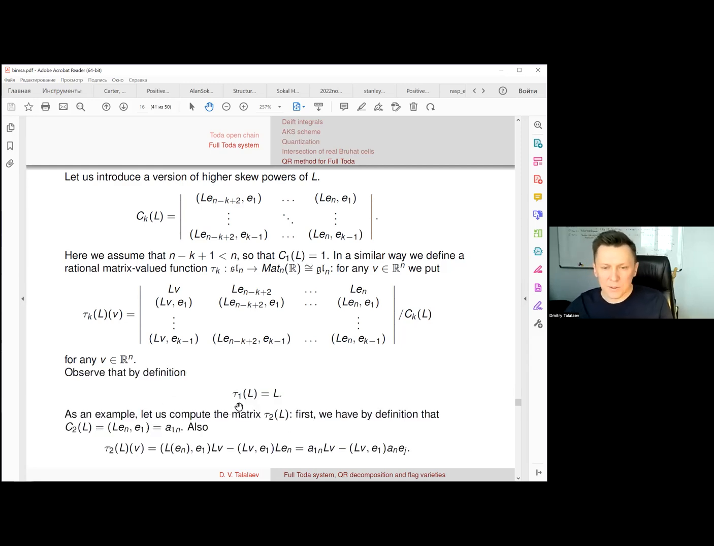First, remark that the first matrix valued operation from this list is just the Lax operator, and here is an example for the second term in this series of matrix operations. So tau 2 of L applied to a vector V is given by this expression.